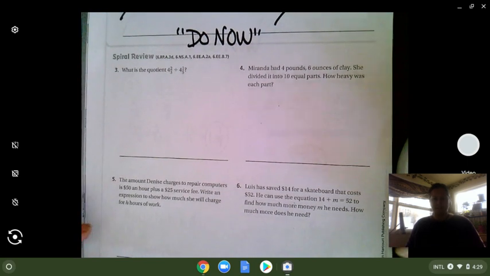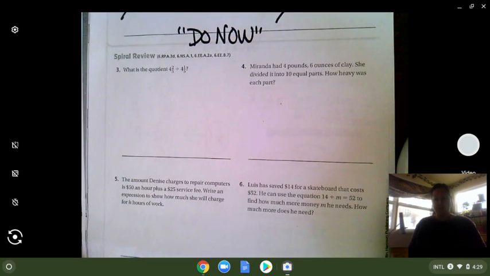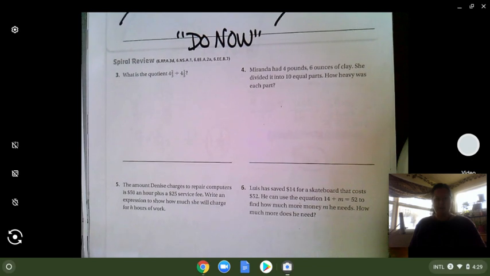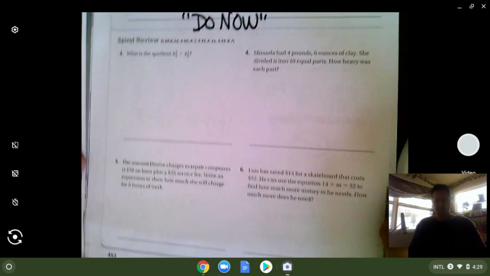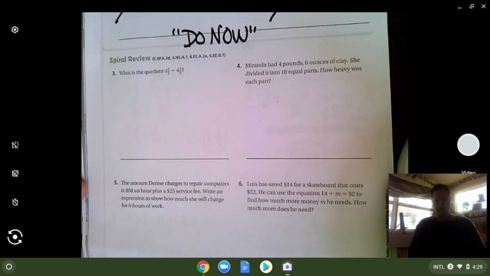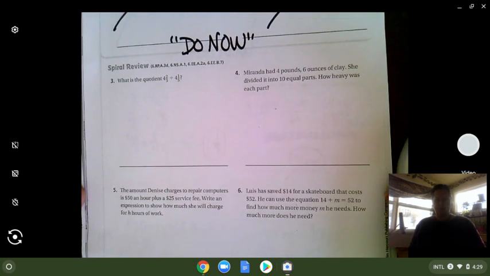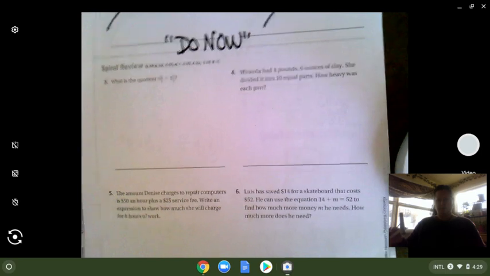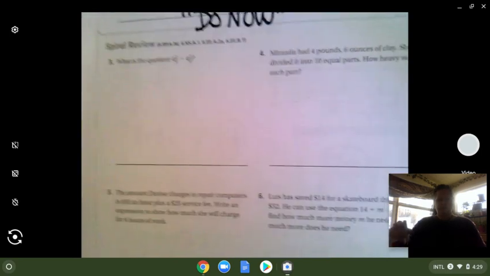All right, these are the do now problems for the mid-chapter check for chapter 8. You can find these on page 462 of your book. Page 462. You can pause them and try these problems. Make sure you can see them.